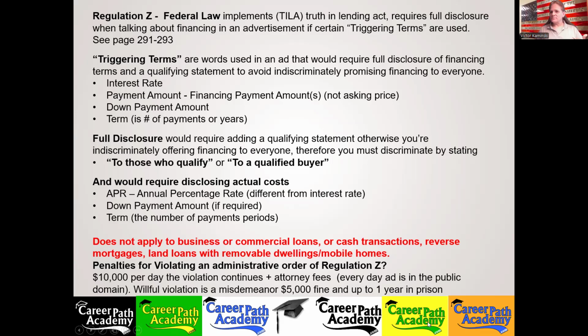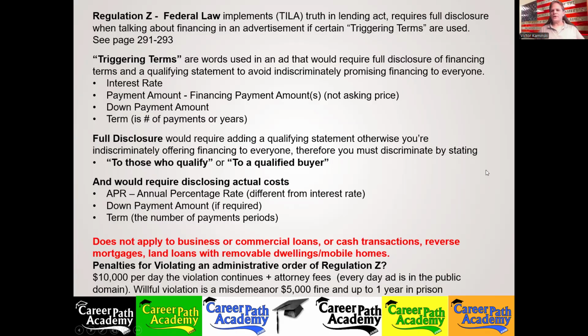Any questions about Regulation Z? No, I'm good. Okay. Well, it also does not apply to business or commercial loans or cash transactions, reverse mortgages, land loans for removable dwellings either.